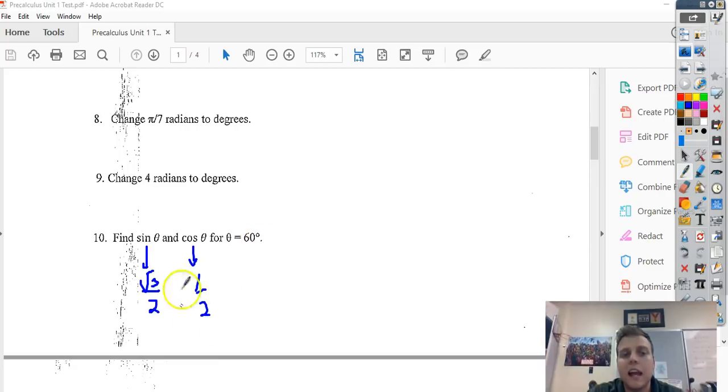And then the last thing you just have to think about for a quick second is, does 60 degrees make x or y negative? No, it's in quadrant 1. So x and y are both positive, so this is a perfect answer. Okay, moving on to problem number 11.